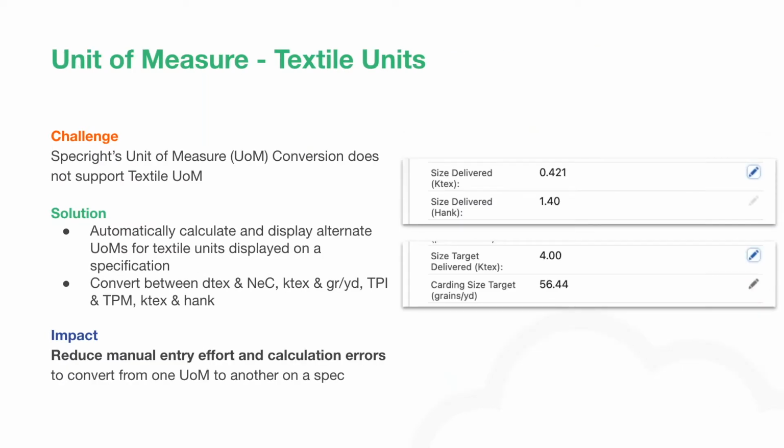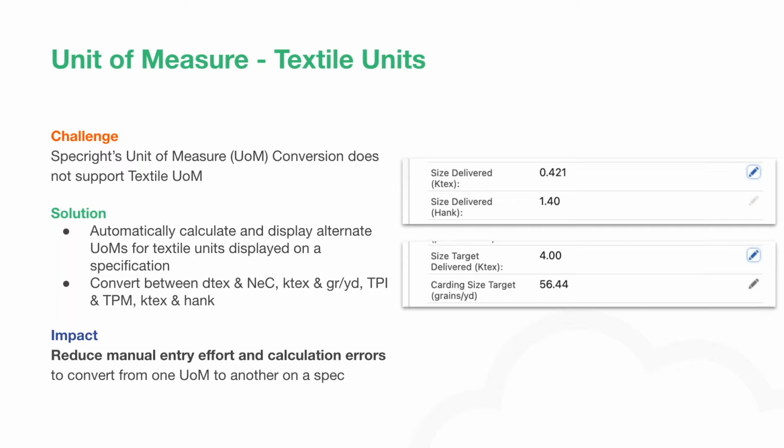All right, the last feature we would like to highlight today is the unit of measure conversion for textile units. Specright has a very handy UOM conversion feature. This allows automatic calculation of alternate UOMs so that key weights and measures for a specification can be shown in 2 different units at once. Our customers that work with textile specifications can now use the auto conversion feature for textile units of measure, such as DTEX and KTEX. So there are 4 conversions that we are enabling with this update.